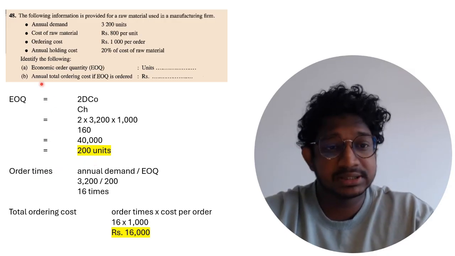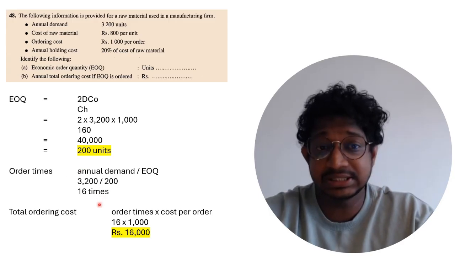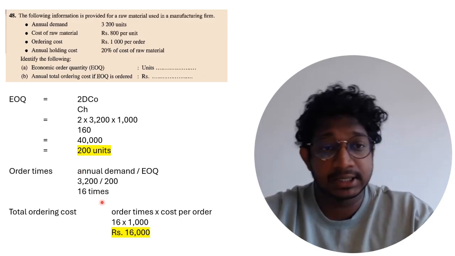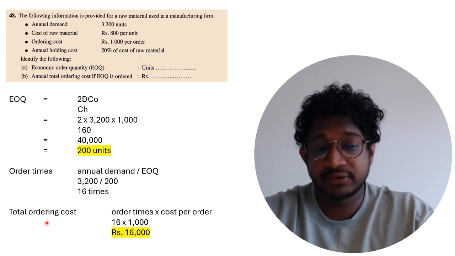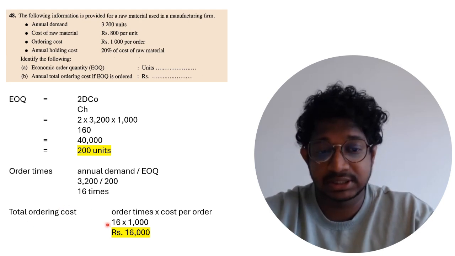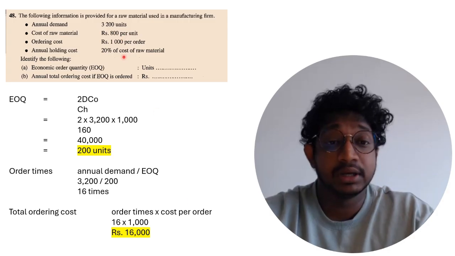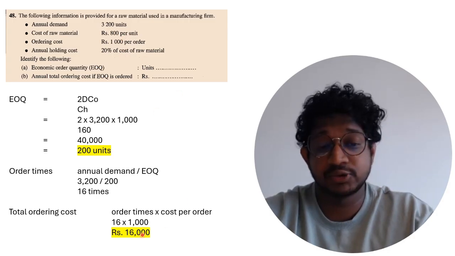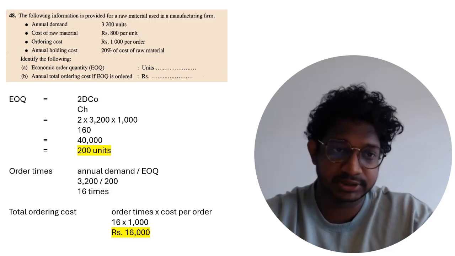And for order times, they are asking the annual total ordering cost. So order times, the annual demand is 3,200 and EOQ is 200. Which means you have to order 16 times to get that annual demand, right? So total ordering cost, you can find out: order time 16 times we found here, and the cost per order is given here 1,000. So 16 into 1,000, 16,000. So that is your total ordering cost.